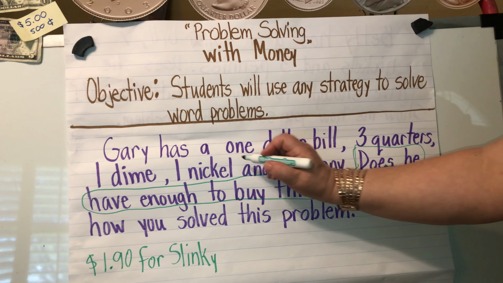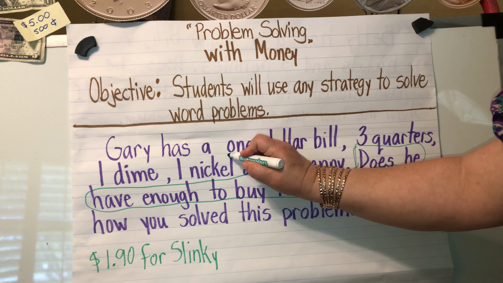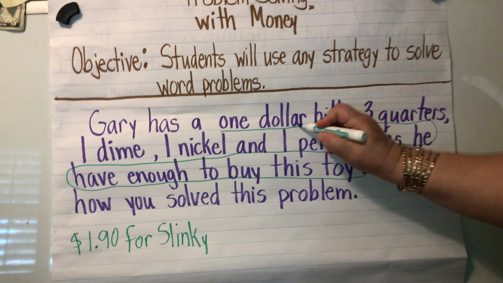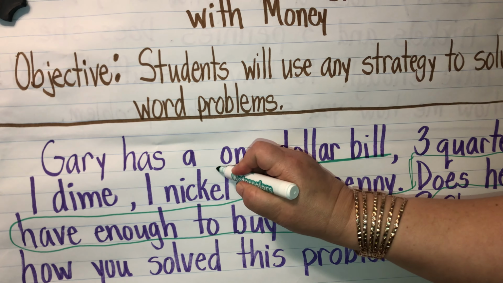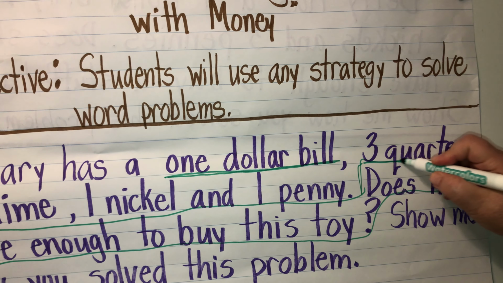So Gary has a $1 bill. So I'm going to underline that. He has 3 quarters.